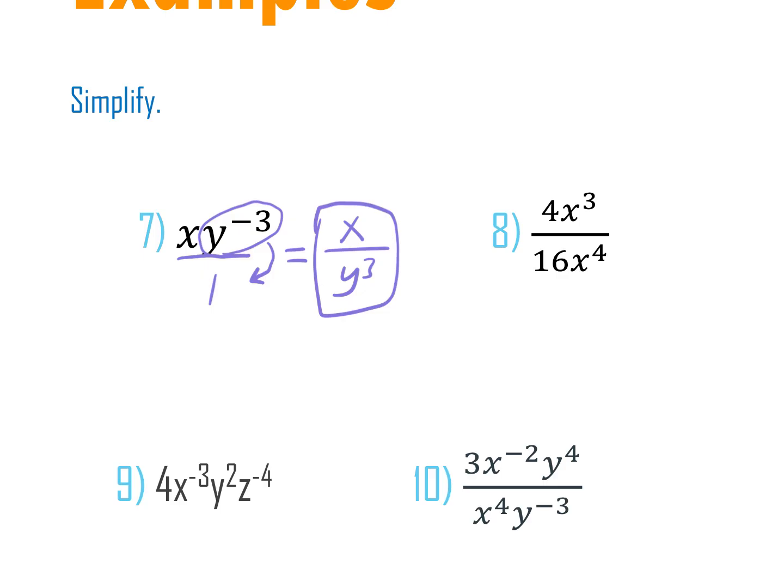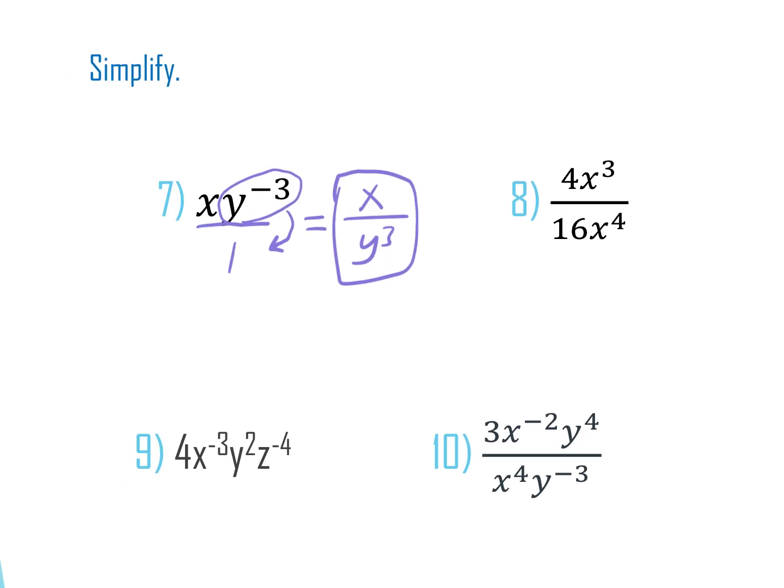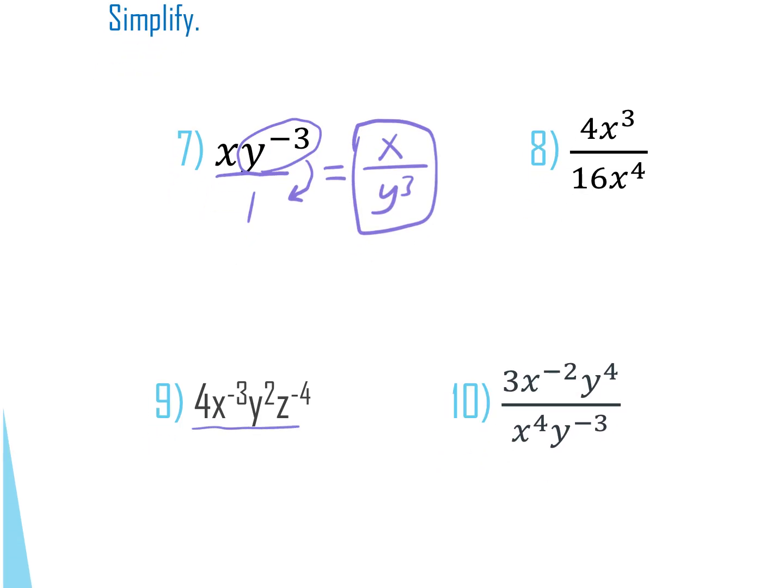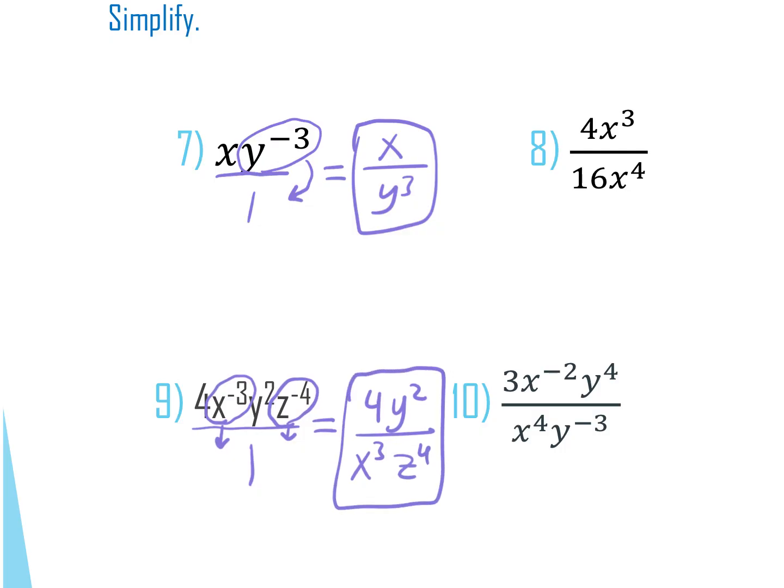Try the same thing. Whoa, I'm sorry. The next one's different. But let's try the same thing with number 9. Before I do 8, let's do 9. I'm still going to draw that over 1. I don't see any fractions, so I'm going to write over 1. And I'm going to circle everything that's going to move to the bottom. So x is a base of a negative exponent, and z is a base of a negative exponent. So these are going to move to the bottom. 4 and y are going to stay on top. Those do not have negative exponents. So 4y squared is on top, x to the positive 3, z to the positive 4 move to the bottom. All right?